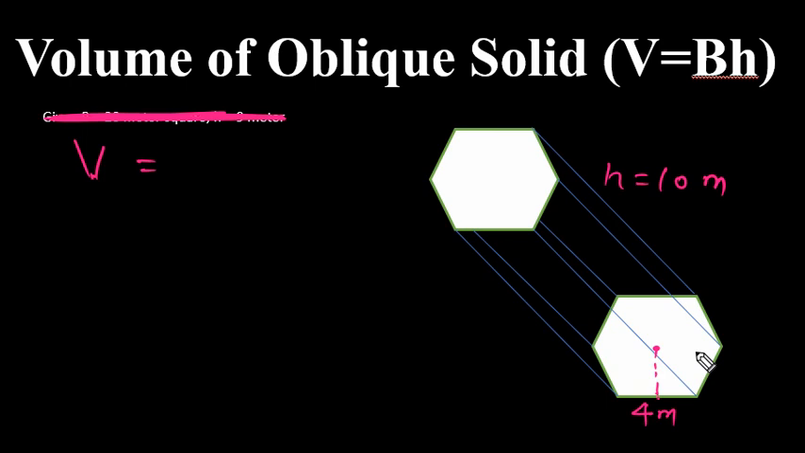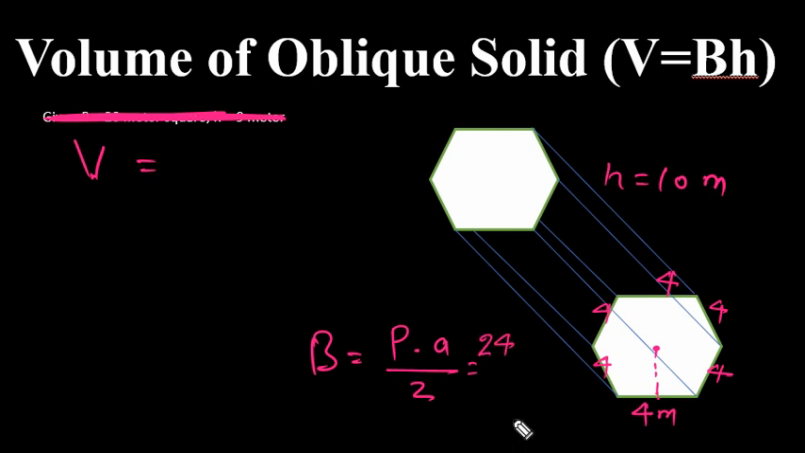Now to do that, first of all you need to find the base area, right? And the base area for a pentagon is perimeter times apothem distance divided by 2. So the perimeter is 4, 4, 4, 4, 4 and 4. Okay, this is a hexagon, right? So 1, 2, 3, 4, 5, 6. In this case, 6 multiplied by 4, the perimeter will be 24.